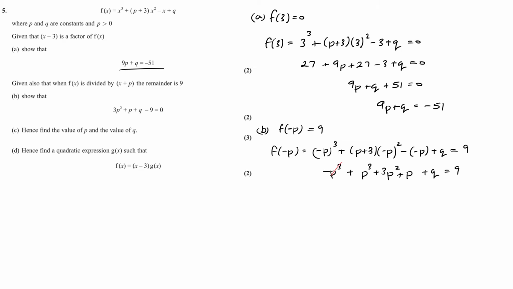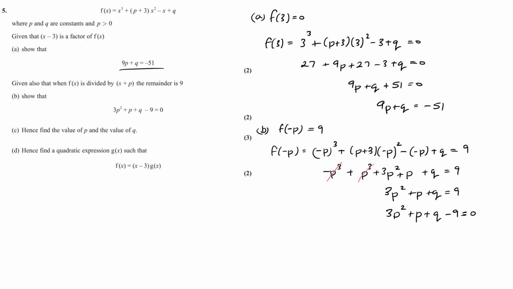The p cubes just cancel with each other, leaving 3p squared plus p plus q equals 9. And to get it in the same form, 3p squared plus p plus q minus 9 equals 0. So that's the first two parts. It's just 4 marks, so nothing too much to do. So there we have the two of them.